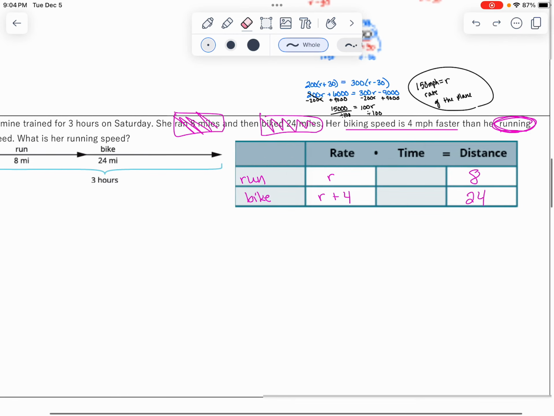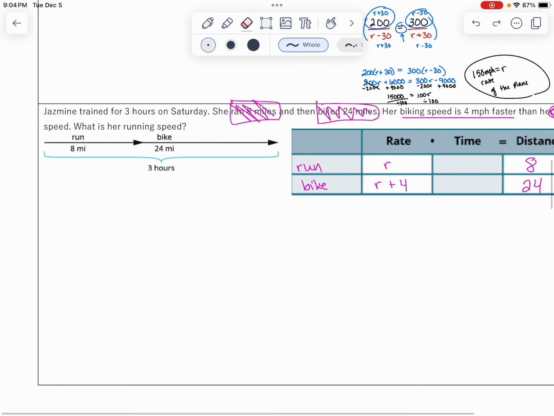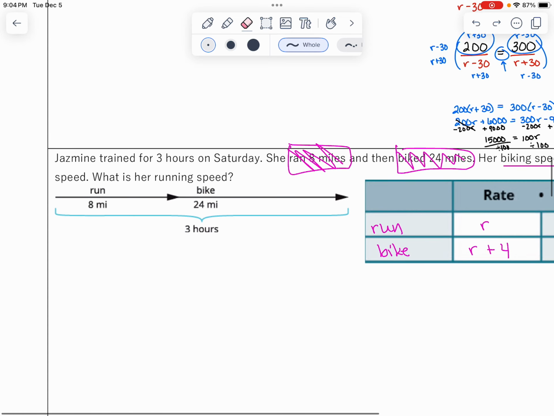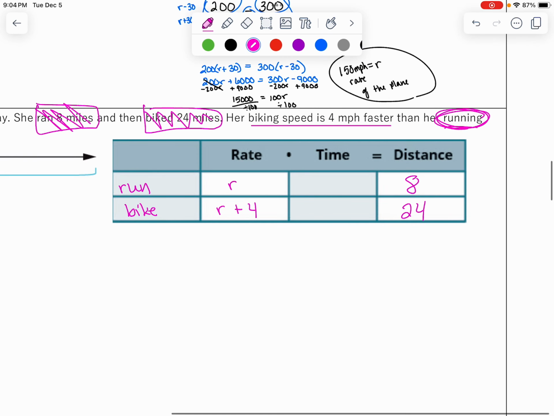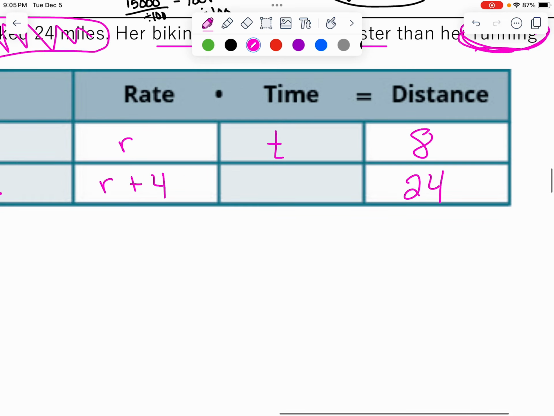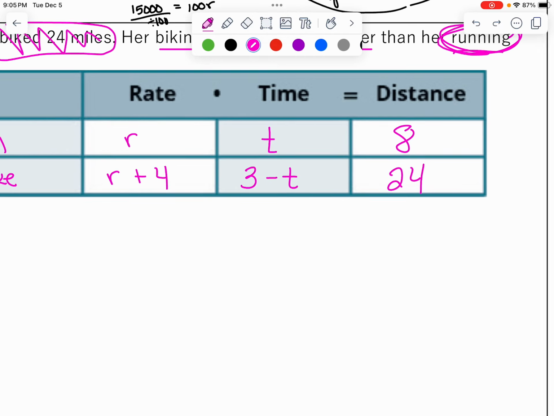Now this 3 hours is not like she does each of those for 3 hours. That was her total time. Were you able to digest that? Mm-hmm. That was her total time. Okay. So I'm not going to put a 3 and a 3 here. That wouldn't make sense. But what if I called one of them T, and the other one would be what? Would it be 3 plus T or 3 minus T or T plus 3 or T minus 3? It would be 3 minus T, because it would be her total time minus whatever that one was. Because we don't know. This is not going to be an easy problem.